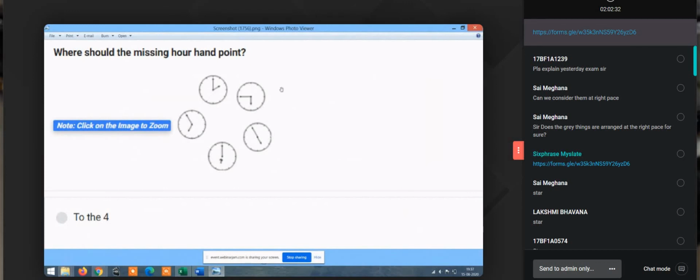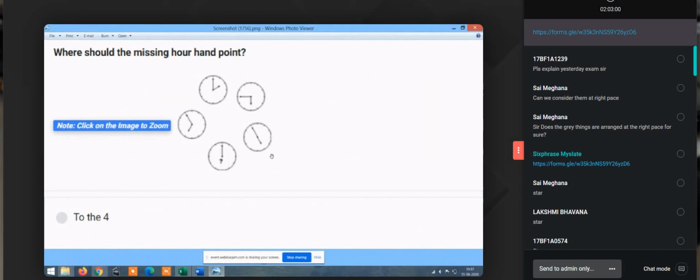Look at the next clock. The hour hand is pointing towards 6 and the minute hand is pointing towards 9. If you add 6 and 9, you get 15. In the previous one it was 14, and this one is 15. The next one, the hour hand is pointing towards 5 and the minute hand towards 11. So 5 plus 11 is 16. Do you see a pattern here? 14, 15, 16. So the next one should be what?